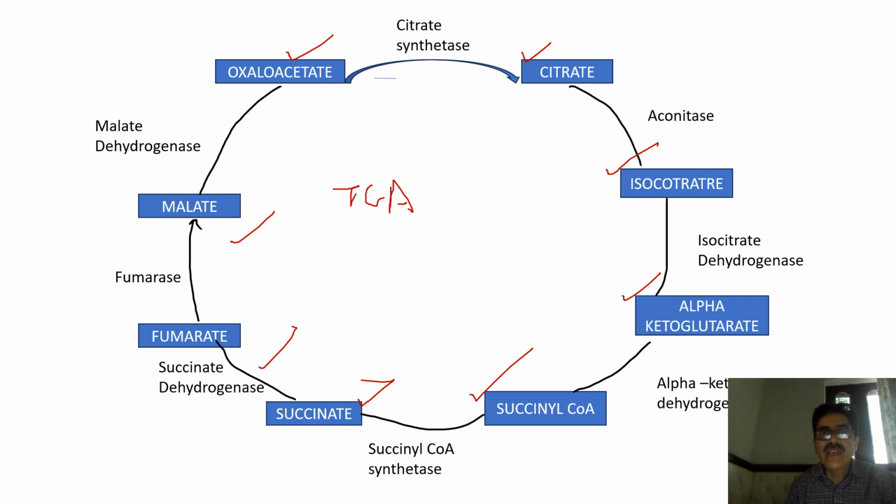So it involves 8 reactions catalyzed by different enzymes. The first reaction is catalyzed by citrate synthase, second one aconitase, third one isocitrate dehydrogenase, next alpha ketoglutarate dehydrogenase, next succinyl coenzyme A synthetase, next succinate dehydrogenase, next would be fumarase, and lastly malate dehydrogenase. So it is at these very steps we get ATP, we get GTP, we get NADH, we get carbon dioxide and water.